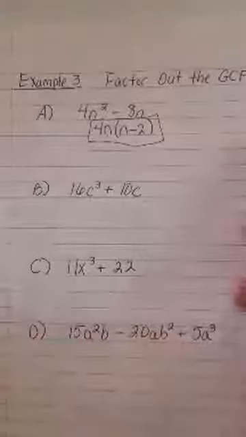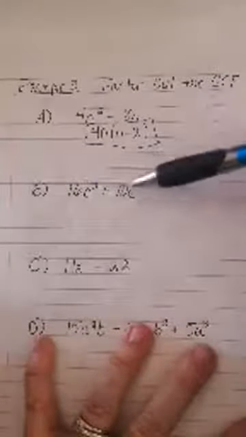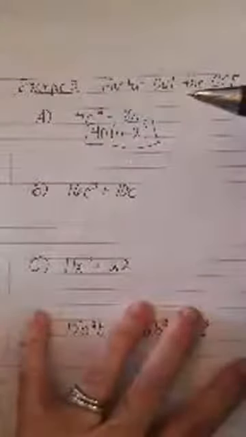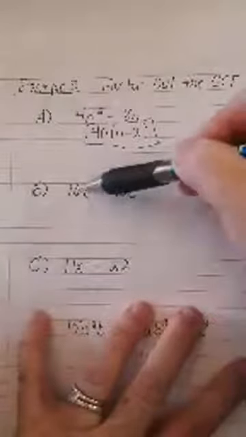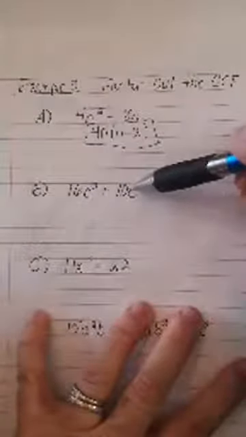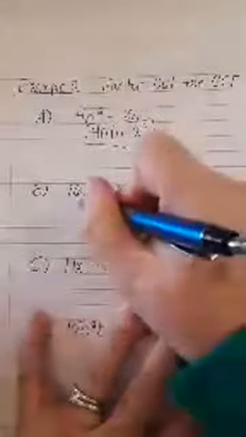Oh, I missed the interaction. Okay, part B. Look at your 16c to the third plus 10c. Same thing. We're going to factor this by pulling out a GCF. So what is the GCF? So look at 16 and 10. The largest number that will divide into both of those will be 2. So you write your 2 down.